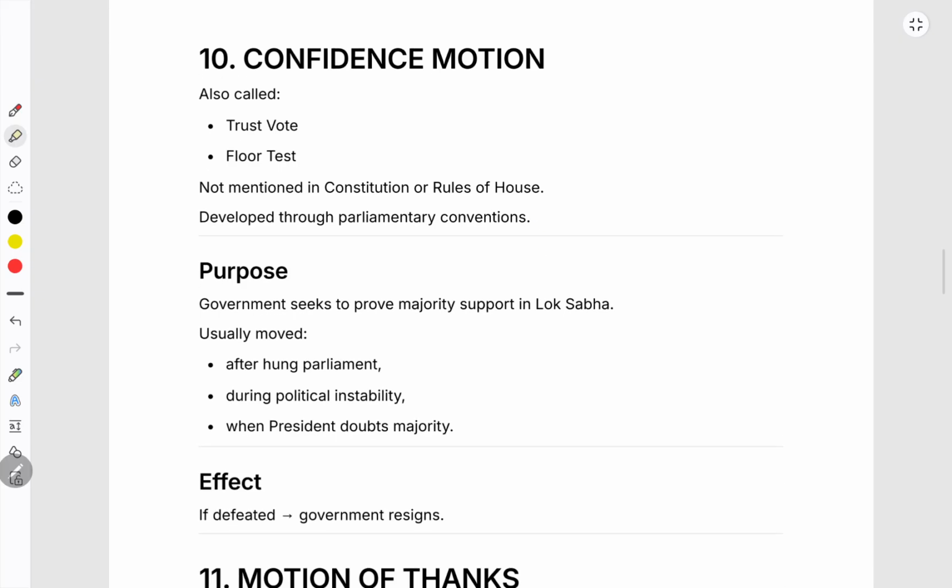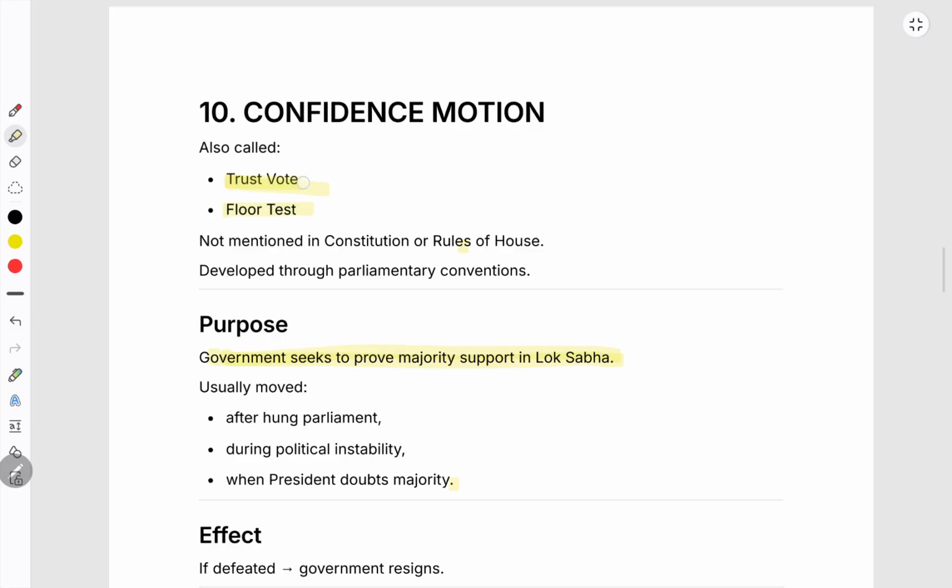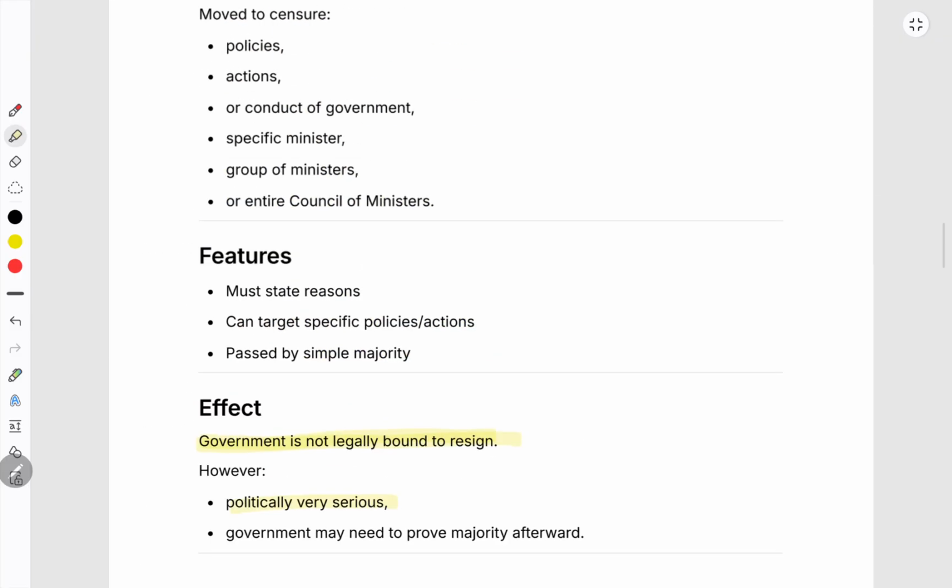Okay. Now next is confidence motion. So this is also called trust vote or floor test. This is not mentioned in the Constitution or the rules of the House. This is developed through parliamentary conventions. So here the government seeks to prove majority support in the Lok Sabha. This is usually moved after a hung parliament or during political instability, when the President doubts the majority, or when a coalition government is formed.